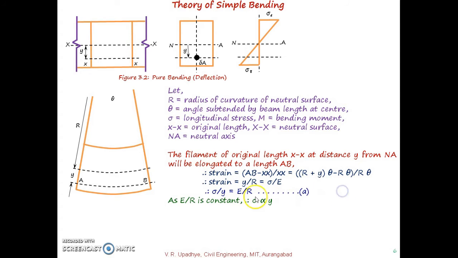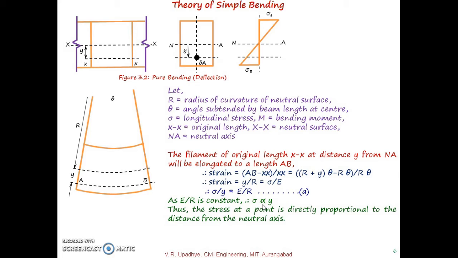Now in these terms, E and R are constant. So what we can rewrite is sigma is directly proportional to y. So it gives that the stress at a point is directly proportional to the distance from the neutral axis. So at a particular point, if y is the distance of that point from the neutral axis, then the stress at that point is directly proportional to the distance from the neutral axis.